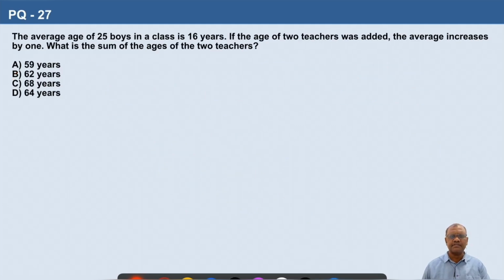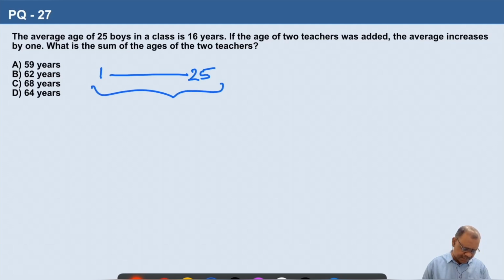Question number 27. The average age of 25 boys in a class is 16 years. If the ages of 2 teachers were added, the average increases by 1. What is the sum of the ages of 2 teachers? So, let us use a short method here. So, we have 1 to 25 boys. Their average is 16. The average of all these 25 boys is 16.